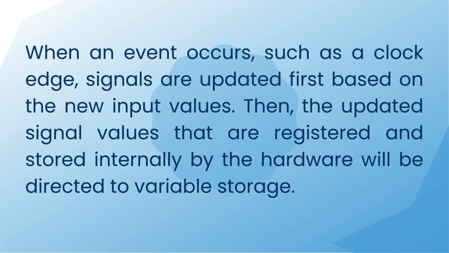When an event occurs, such as a clock edge, signals are updated first based on the new input values. Then the updated signal values that are registered and stored internally by hardware will be directed to variable storage.